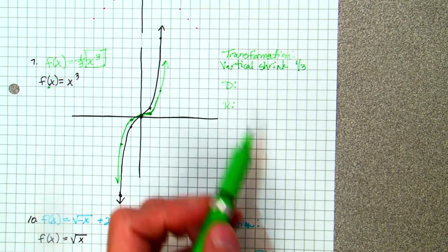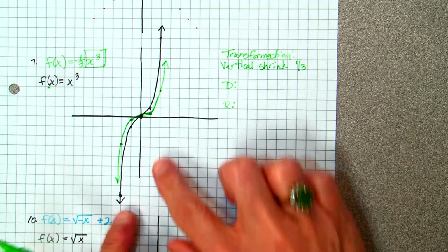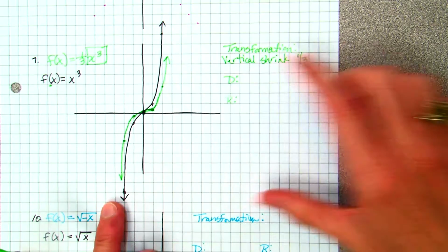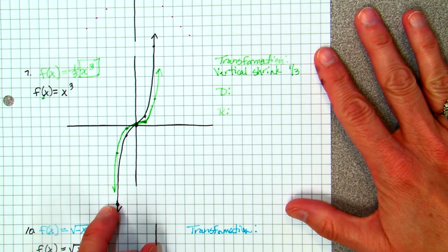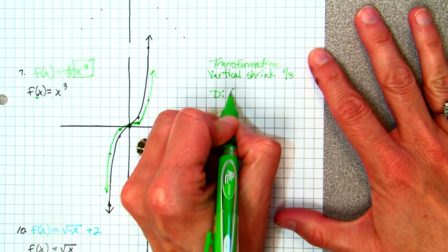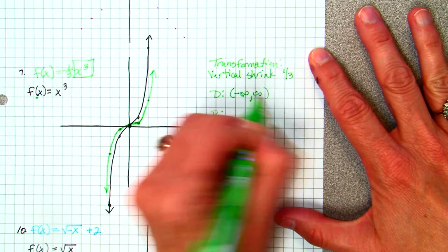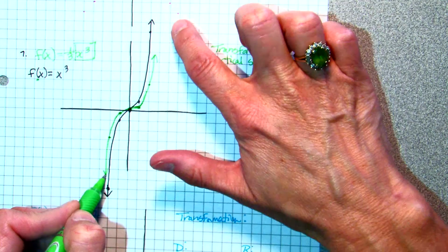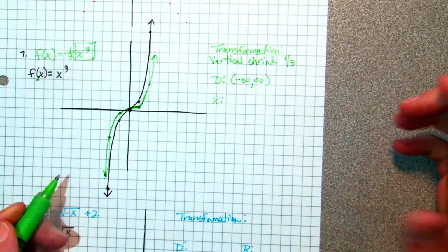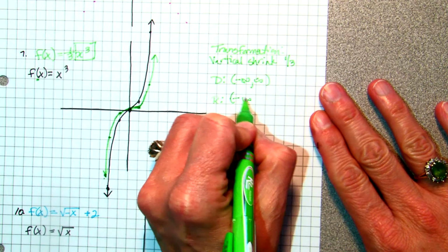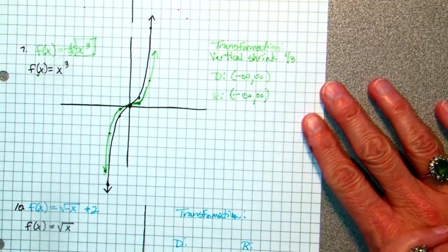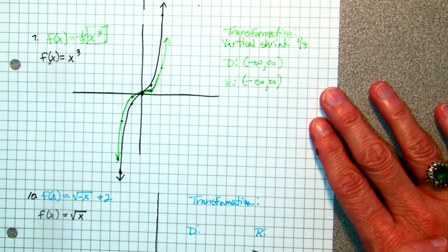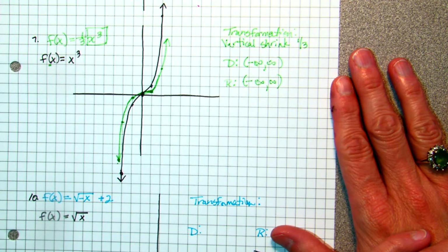Now, the domain of a cubic equation is always going to be all real numbers, and it doesn't matter what you do to it, how you transform it, it's always going to be all real numbers. So the domain is -infinity to +infinity. The range, from the lowest y value to the highest y value, is -infinity to +infinity. The domain and the range on a cubic function and on a linear function is always going to be all real numbers.